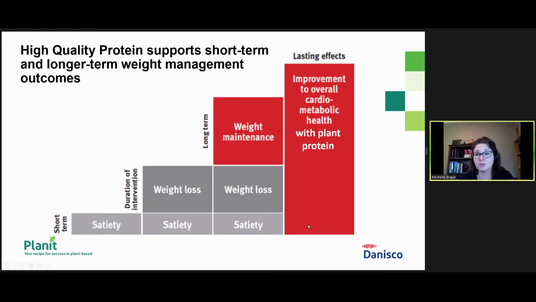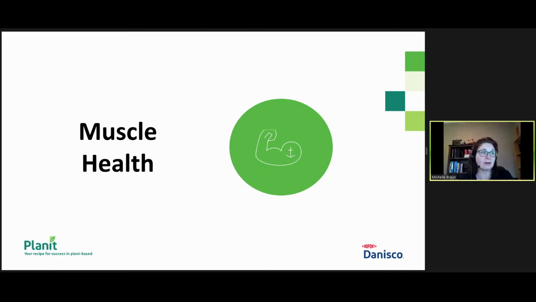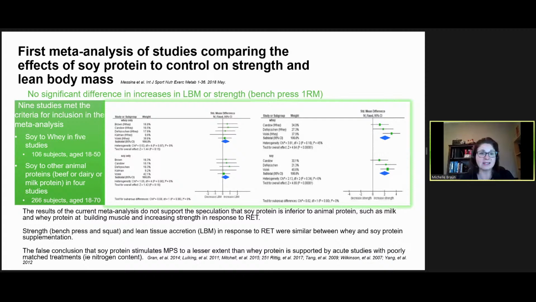So let's drill down on that lean tissue, or the muscle health effects. This will probably be the busiest slide that I show you today. But again, it's a meta-analysis. So we hear so much about the effect of proteins on muscle, and a lot of that attention is driven by the acute studies, or the very short-term studies that look at how muscle is metabolizing and utilizing protein sources in the short term after exercise.